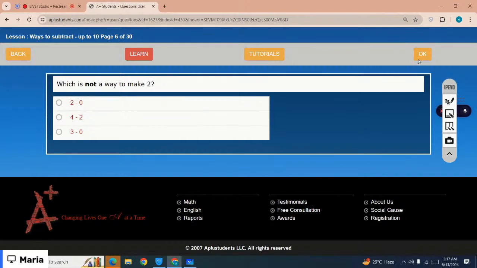The correct option is, you don't have to make 2. How option number 1? 2 minus 0 is 2. The correct option is option number 3. 3 minus 0 equals 3. That's the option that is not a way to make 2. That means you don't have to make 2, right? So option 3 is the one that doesn't make 2. 3 minus 0 is 3.